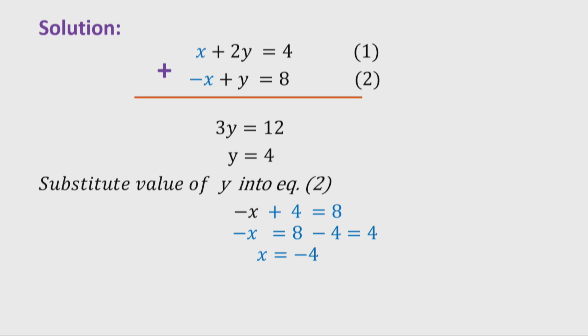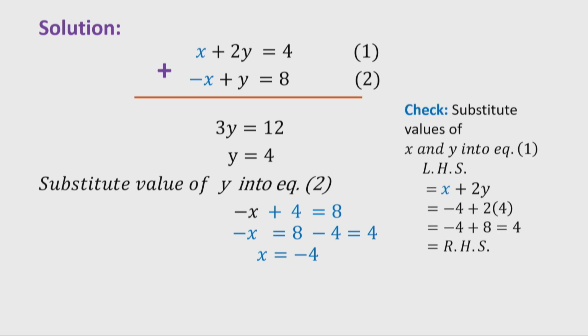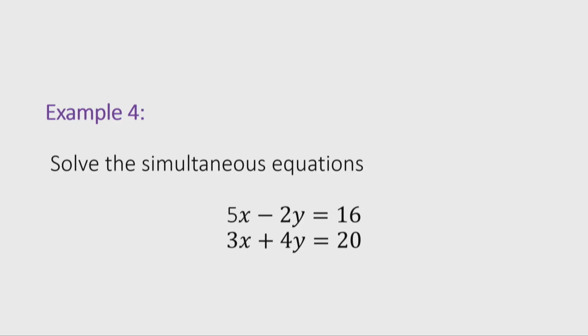Now we can check our answers. So I replace the values of x and y into equation 1. Left hand side of equation 1 is x plus 2y. I replace x by minus 4 and y by 4. So I get minus 4 plus 8, which is 4, and this is equal to the right hand side of equation 1. This means that our answers are correct. We now move on to the next example.